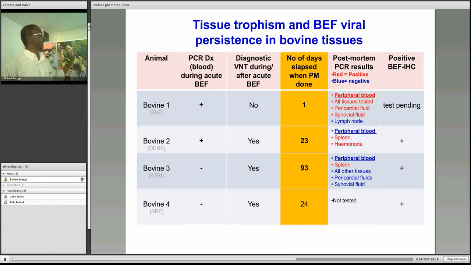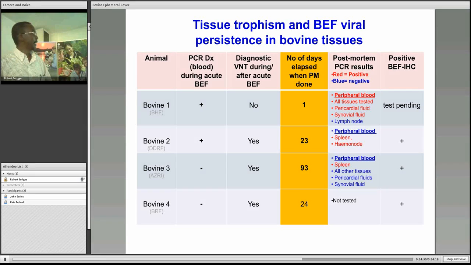So here is a summary of the animals we have so far looked at. We've got two additional animals that are not included here, and this week we are going to get more results. But this is what I was explaining in all those other slides. So we have animal 1, 2, 3, 4, and these are the days when they were necropsied after the acute disease was diagnosed. And here is what you see. Of course, at day 1, you had everything testing positive, including blood, except for the lymph node.